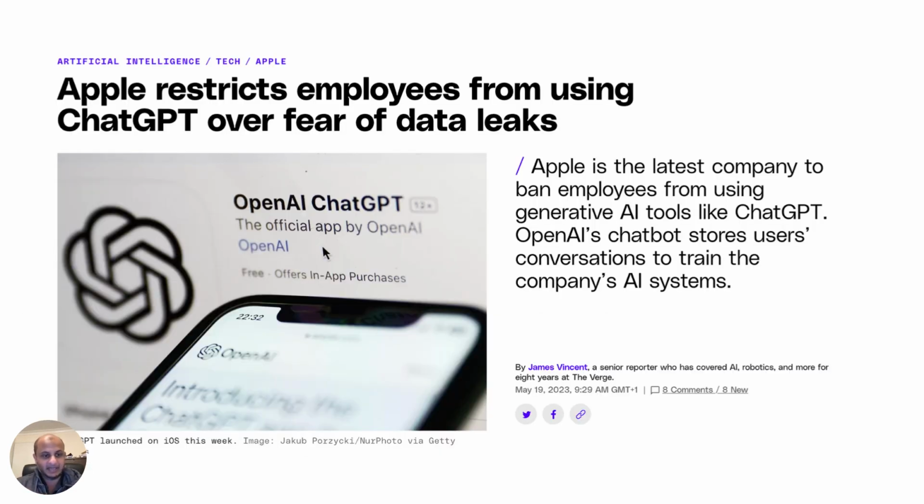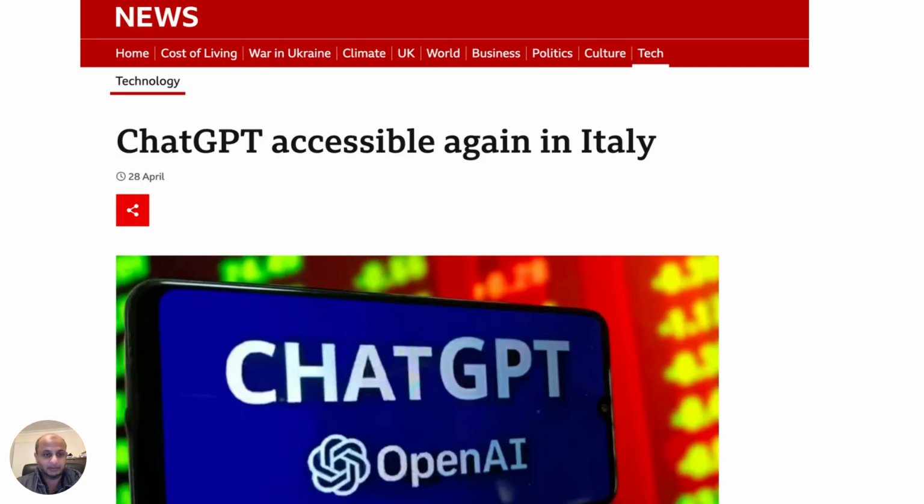Even companies like Apple, I think JP Morgan Chase, have restricted employees from using ChatGPT over fear of data leaks. But of course, you can only restrict it so much, right? Your company probably will not restrict it. So these are the things you need to keep in mind. What is allowed, what is not allowed? Do you have policies? A very, very important risk to keep in mind.